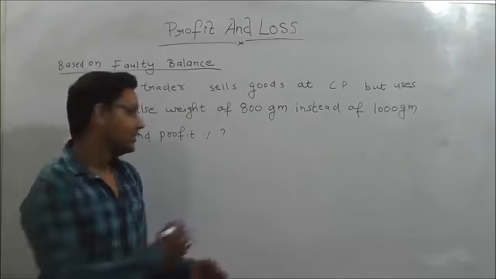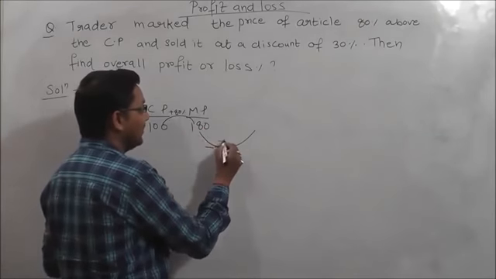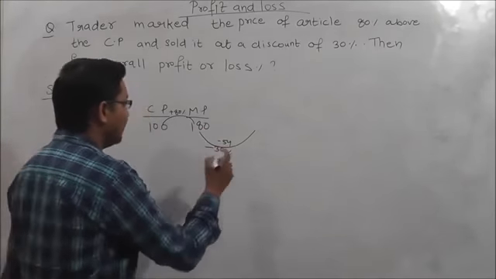And sold it at a discount of 30%, because discount is calculated on mark price. So minus 30%. 10% is 18, so 30% is 18 into 3, 54. So minus 54, and the answer is 126. He sells the article at a price of 126.